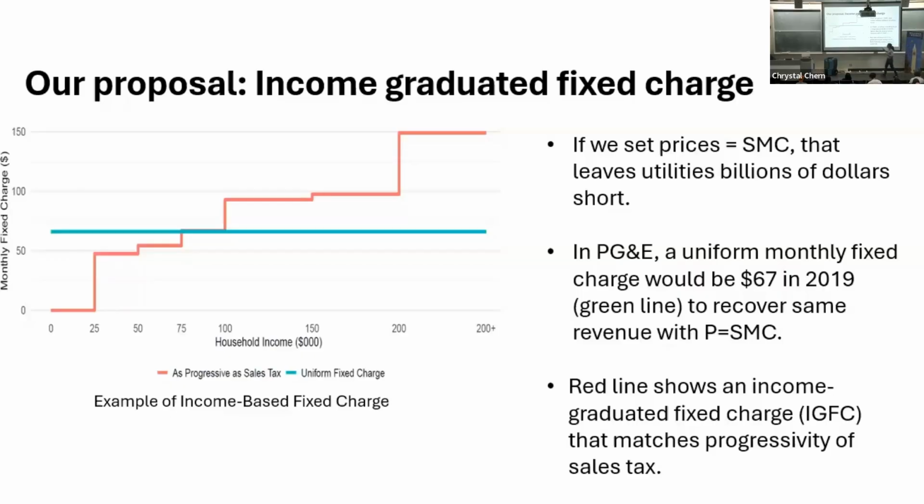So instead, what we said is, we set the price equal to social marginal cost, and the fixed charge increases with income. This looks like a funky red staircase that's supposed to show you the fixed costs we would charge for people at different points in the income distribution. The way we built that staircase is how regressive or progressive, however you want to think about it, the sales tax is. So that would have a similar impact across the income distribution as the sales tax. Now, if you look at that, especially people in the back might not see that, that's over $150 per month for higher income folks. So this was a provocative proposal.